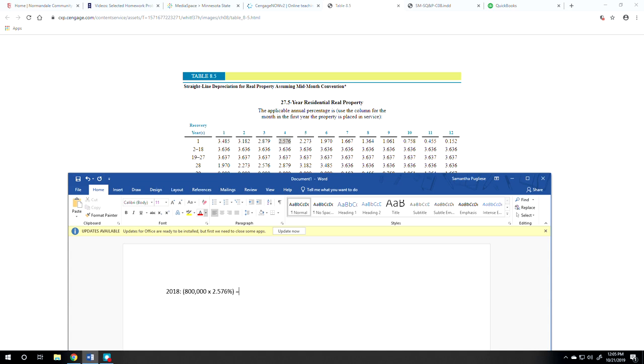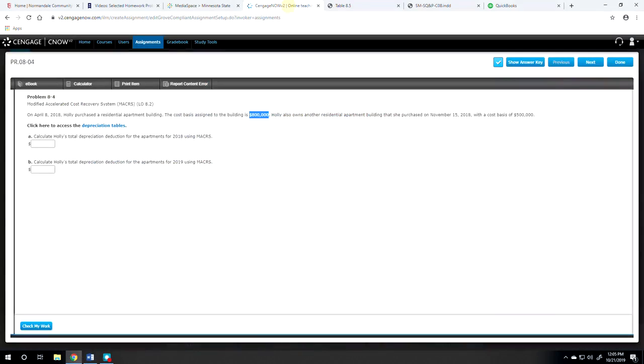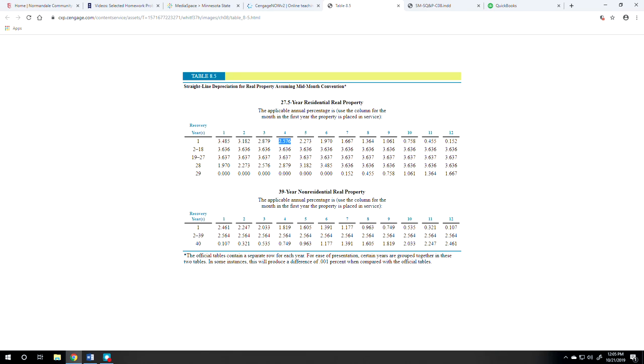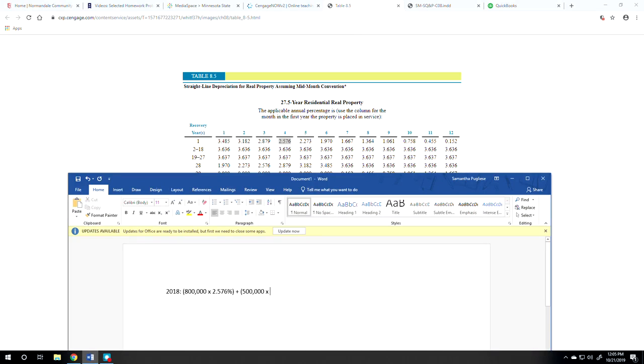And then we also have a building, let's go back to this, that was purchased for $500,000. And that building was purchased in November. November is month 11, so we're going to use 0.455%. And that calculation is going to give us 2018.